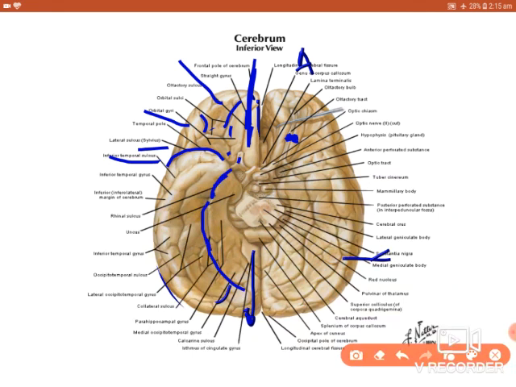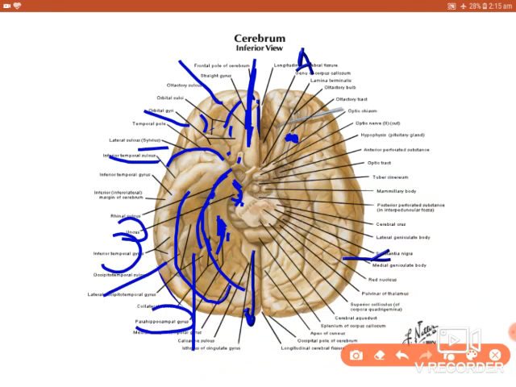Then lateral to this collateral sulcus here, this is the occipitotemporal sulcus. Medial to this collateral sulcus, the part of the gyrus here is named the parahippocampal gyrus. Lateral to that, this gyrus is named the medial and lateral occipitotemporal gyrus. Then here there is a hook-shaped part anteriorly, medial to this parahippocampal gyrus. This is named the uncus. So that's about the sulci and the gyri on the inferior surface.